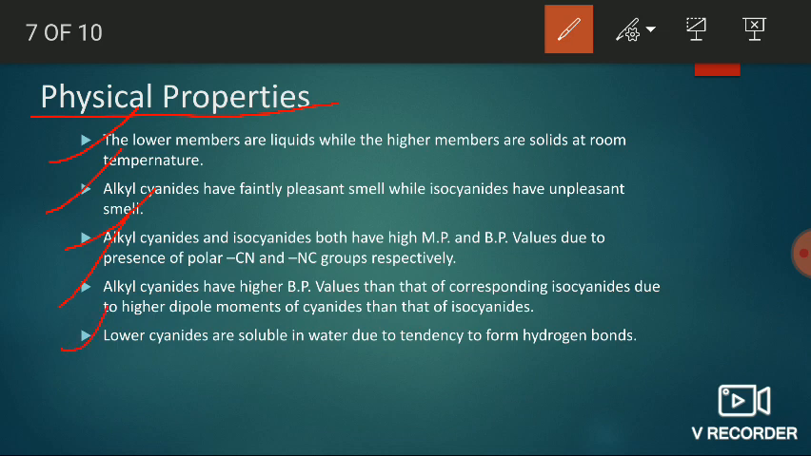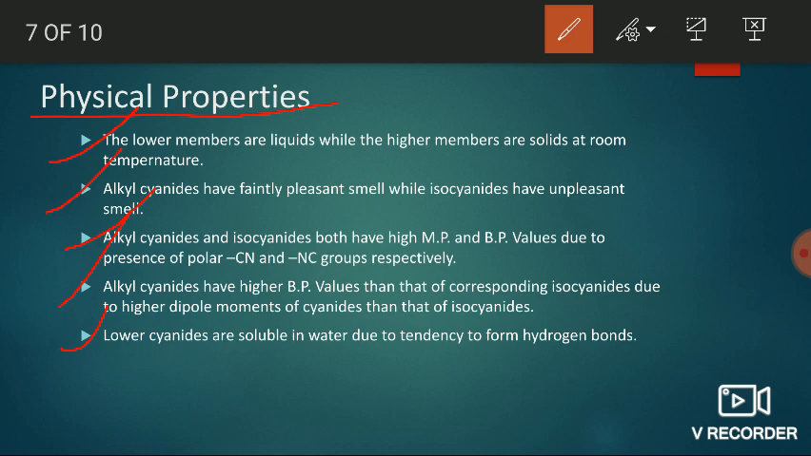If you observe the solubility of cyanide and isocyanide molecules, the compounds with fewer carbon atoms, the lower ones, are generally soluble in water. Only a few compounds with fewer carbon atoms dissolve in water, due to the capability to form hydrogen bonding with water molecules. But higher cyanides and isocyanides don't dissolve in water; they dissolve in organic solvents such as carbon tetrachloride and benzene. That is, the solubility of higher ones is high in organic solvents. The smaller ones, with few carbons, slightly dissolve in water. Mainly their solubility is in organic solvents.